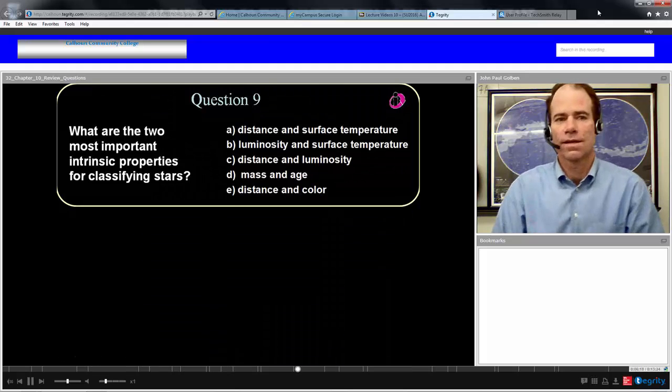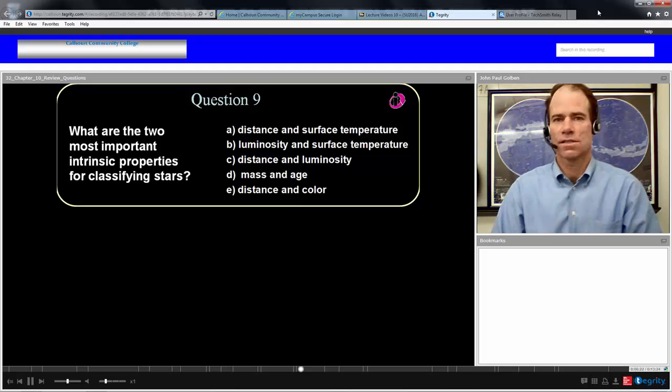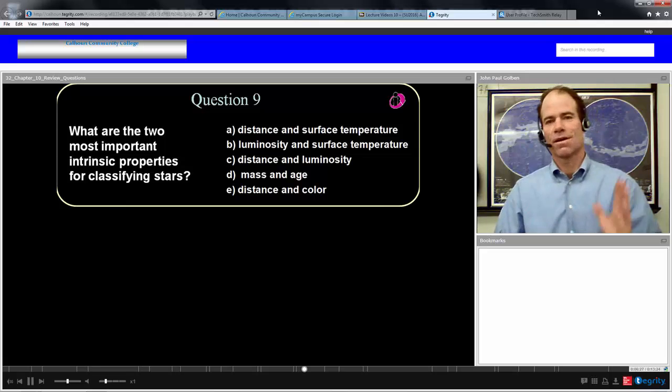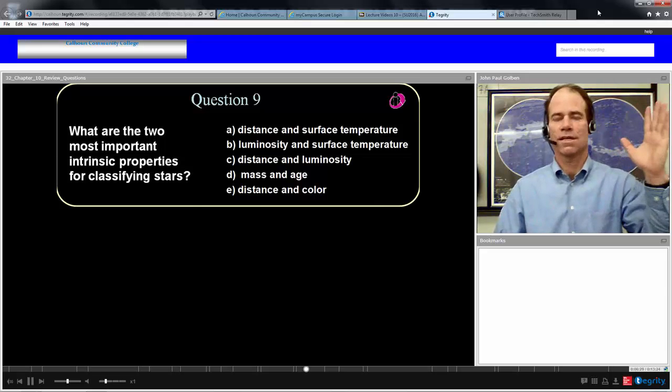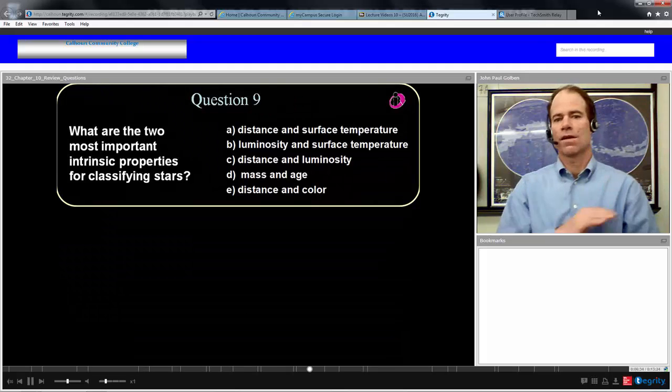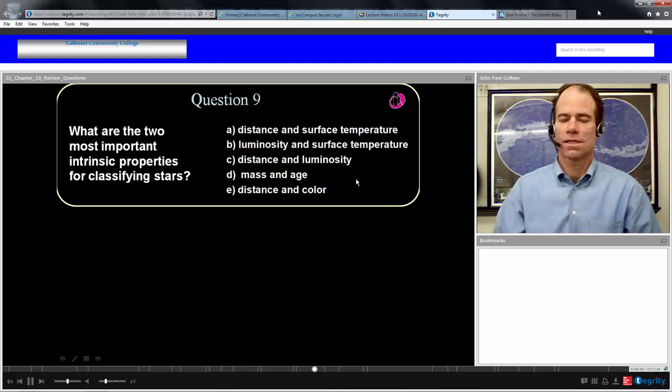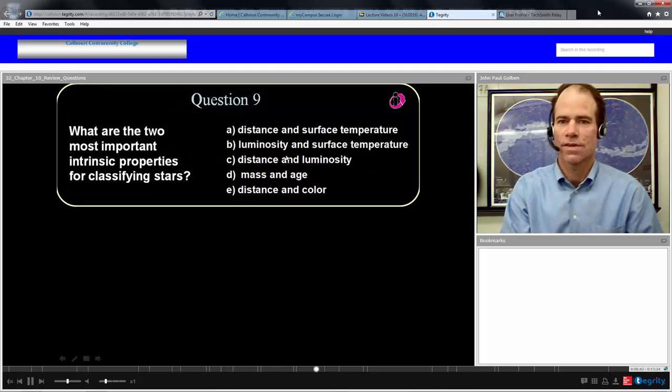Question 9. What are the two most important intrinsic properties for classifying stars? Well, in the HR diagram are those two properties. On the vertical axis we have luminosity, or absolute brightness. And on the horizontal axis we have temperature, or spectral class. So let's see. How are they classified here?